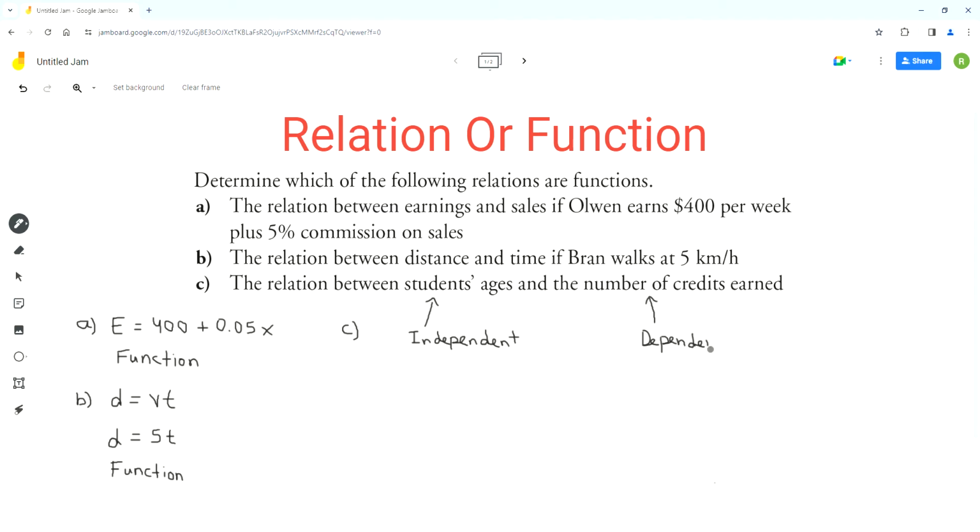It's very well possible that students of the same age have different numbers of credits. In this case, it's possible to have multiple values of the dependent variable for a specific value of the independent variable. That means if you plot this relation, the relation will fail the vertical line test. So as a result, this relation is not a function.